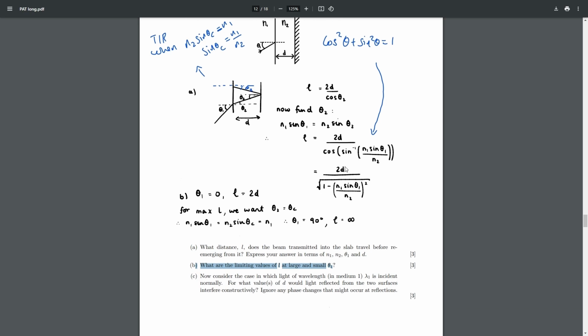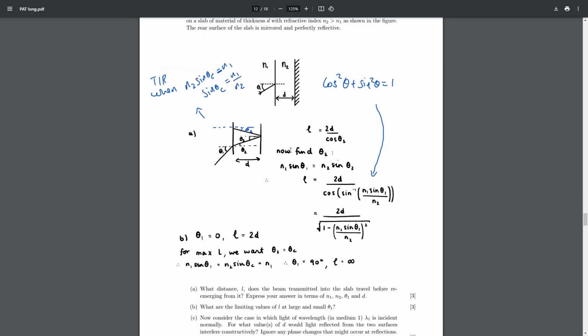But according to this equation we've written, when θ1 is 90, we just get L is 2d over the square root of 1 minus (n1 over n2) all squared. So you can say that according to the model, that's what you get. Then you can say that in reality, when it gets to total internal reflection, it's going to just keep on reflecting. It's going to stay inside n2, so the distance will be infinity.